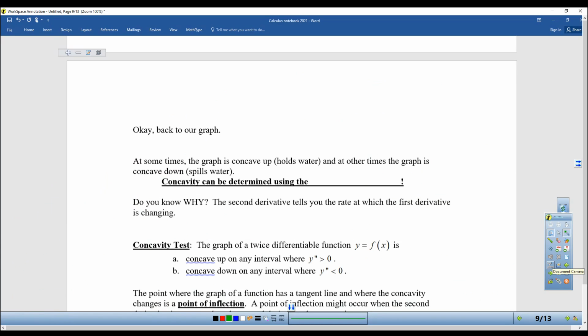Okay, one more time. Back to our graph. This is actually very cool. At times, the graph is going to be concave up. So all this section is considered up. It makes a U for up, and some people like to think it holds water. And other times, the graph is concave down. I know there's convex and concave, but in math, we just have concave up and concave down. There's no convex at all.